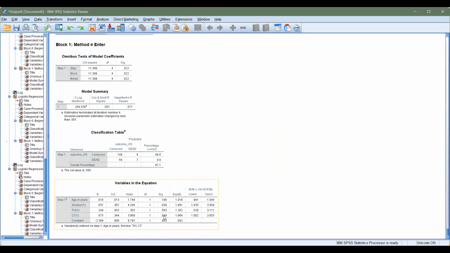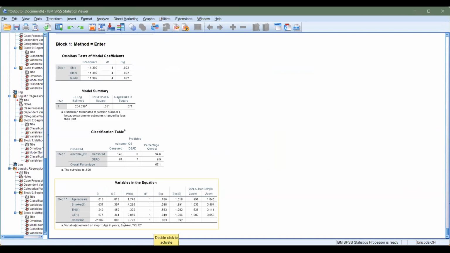Somewhat significant. But targeted therapy is not coming significant. Smoker has come significant. Age we have to adjust for, so that will be here only. Adjusted equation, we can say. So let's say this is our final model which we want to give.